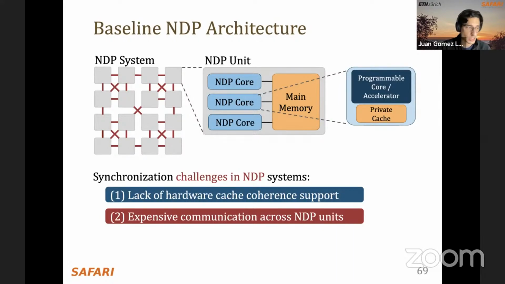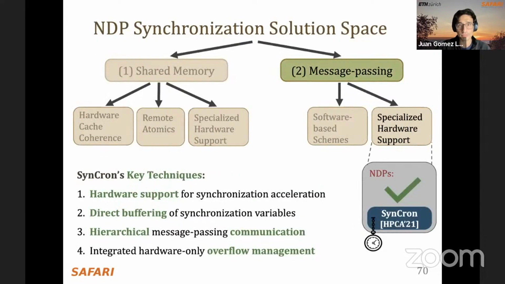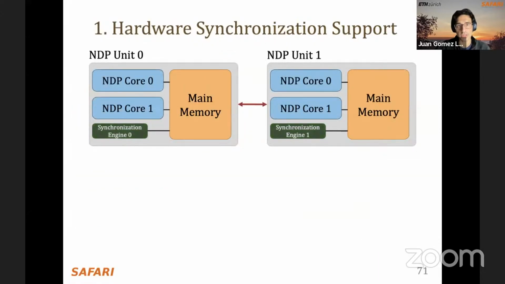and also because these are, in general, we can consider them distributed systems. There is a lack of a shared level of cache memory, and also in general a lack of shared memory. So many of the synchronization approaches that have been proposed in the past based on shared memory are not useful in this environment, in this context. So message passing synchronization approaches make much more sense. And here in Synchron, we propose a specialized hardware that is going to support synchronization in these kinds of systems.